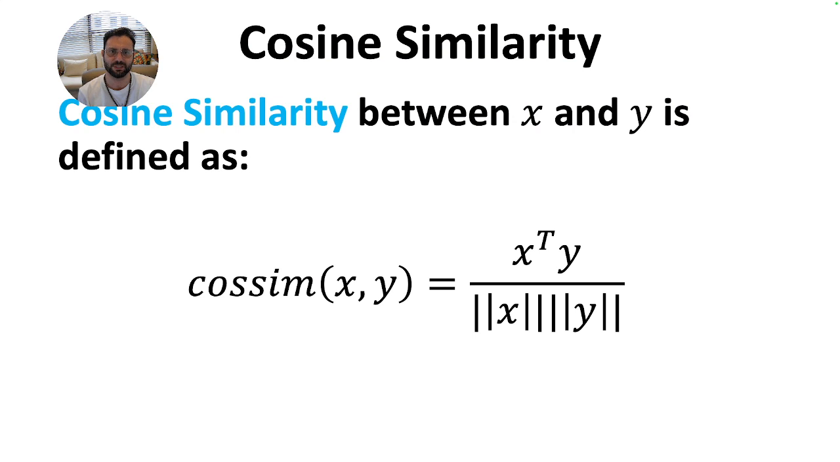Cosine similarity between the two vectors x and y is defined like what you see here. There's an inner product in the numerator, and in the denominator you see the norms of the two vectors that are being used. So first of all, it takes two vectors as inputs and it gives you one number. What is this number? It gives a number of how similar x and y are.